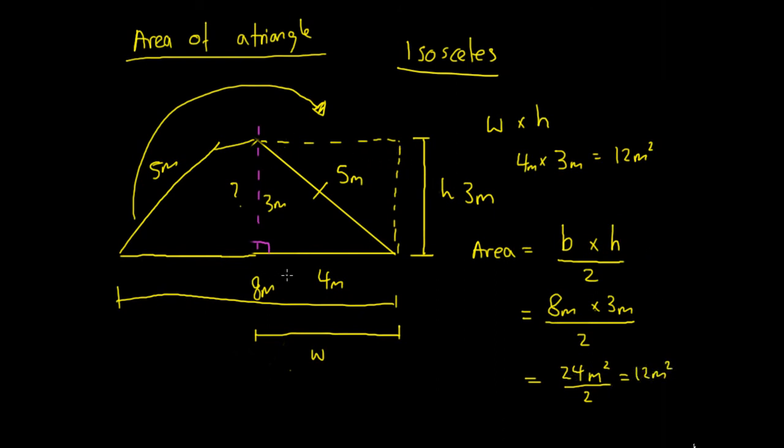So that's a bit of intuition behind the area of a triangle, but what you need to know is that it's just the base times the height divided by 2, where the base is just the length of this side here, and the height is just the distance between the base and the furthest point of the triangle. So that's how we work out the area of a triangle.